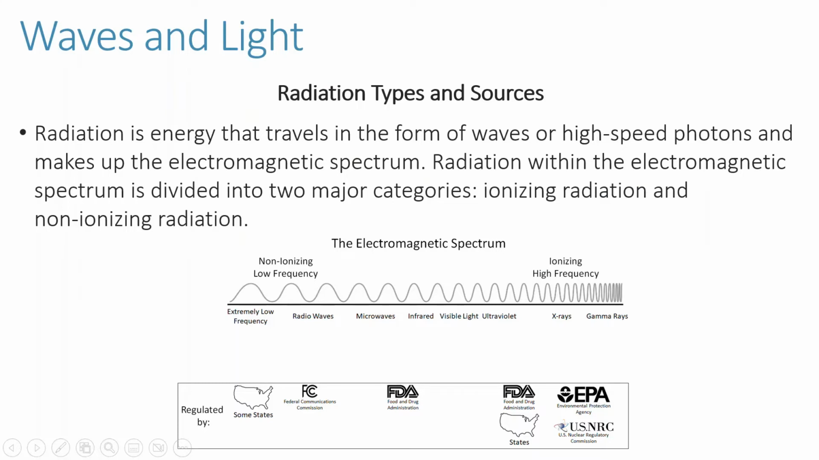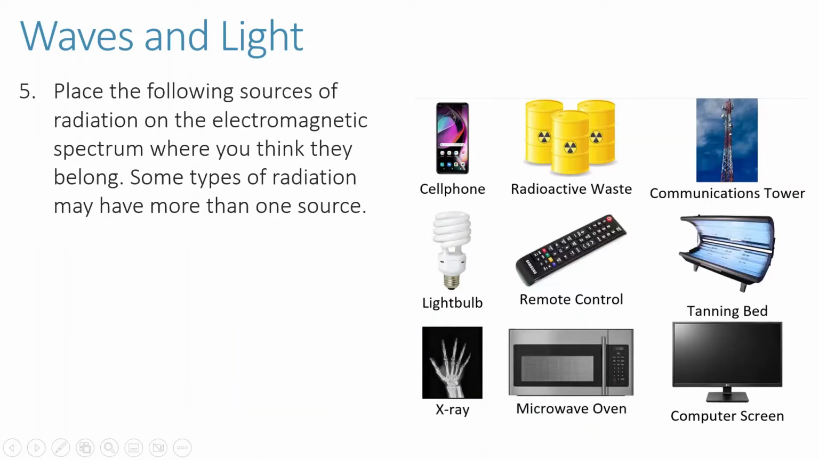Okay, so radiation is energy that travels in the form of waves and makes up the electromagnetic spectrum. Radiation within the electromagnetic spectrum is divided up into two major categories: ionizing radiation and non-ionizing radiation. So I want you to place the following sources of radiation on the electromagnetic spectrum where you think they belong. Some types of radiation may have more than one source.